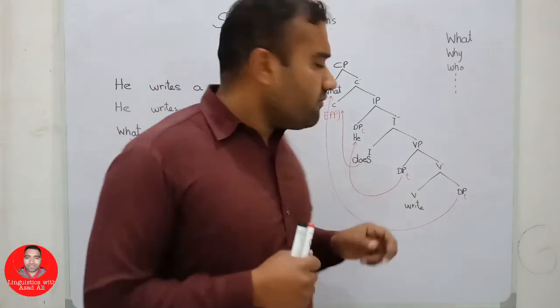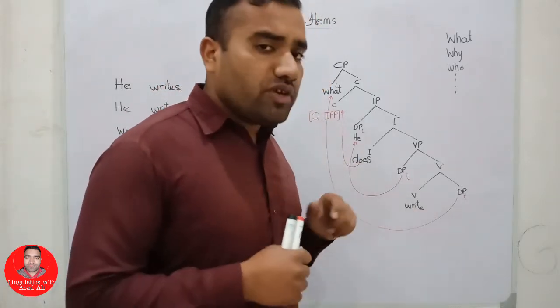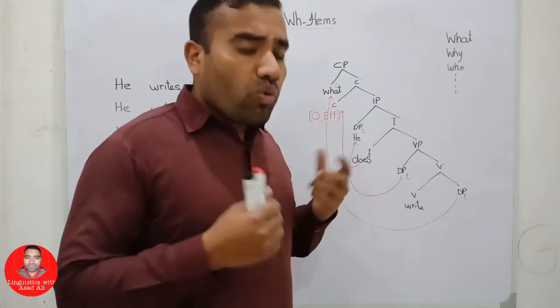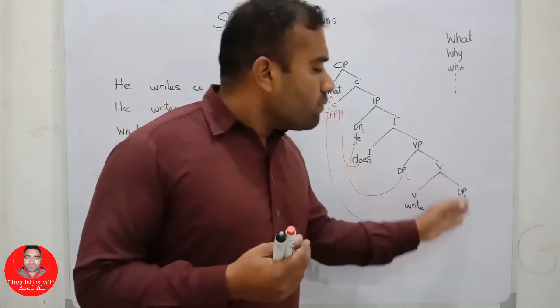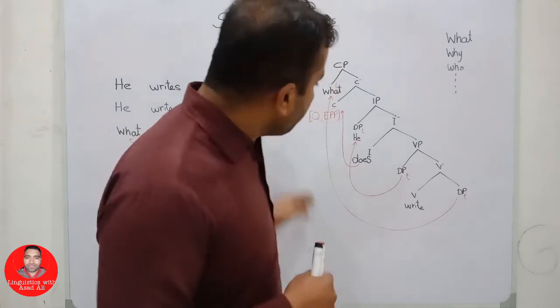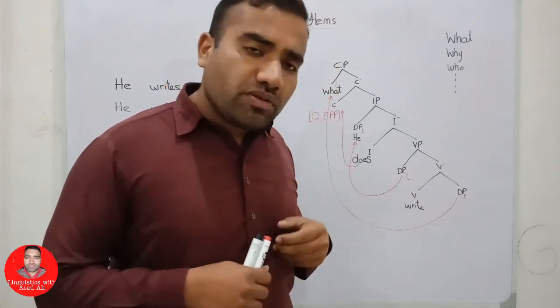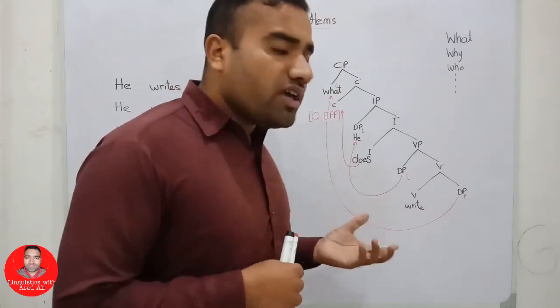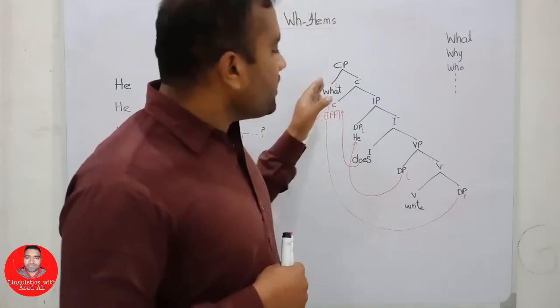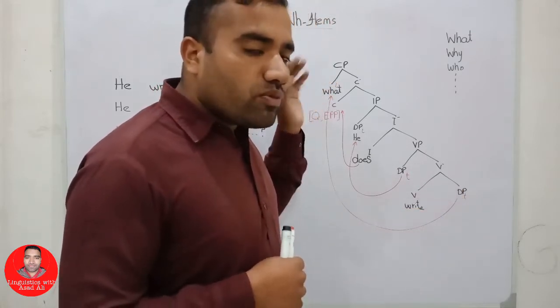The second, if C checks the Q feature, why does C move this what to the specifier position, and how and why is this what moving and coming to this position?